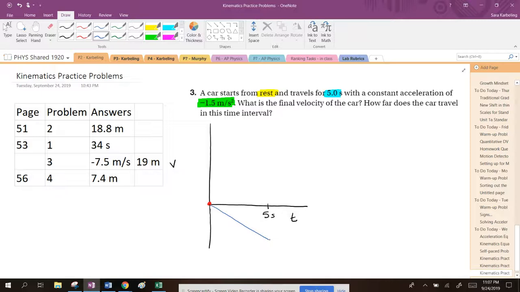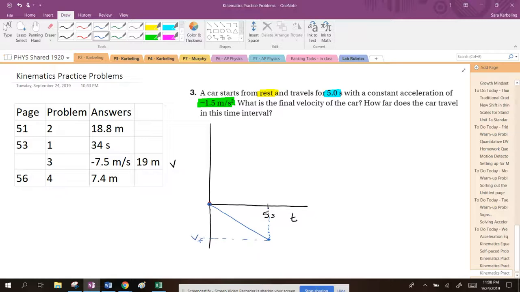And I don't think this has to be to any sort of scale because it's just a sketch to give us a sense of what's going on. Okay, so I'm starting off at an initial velocity of 0, and I have a negative slope because I have a negative acceleration for 5 seconds. Again, I don't know how fast it's going at the end. That's what I'm trying to figure out. So I'm trying to figure out what this value is, this final velocity.